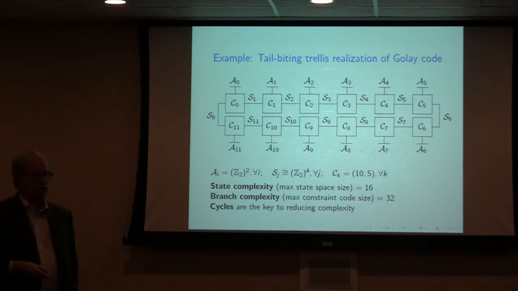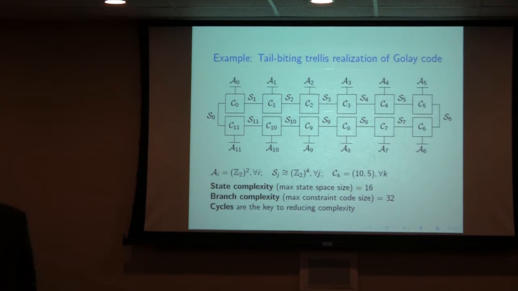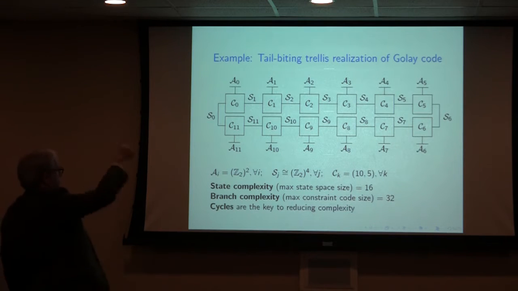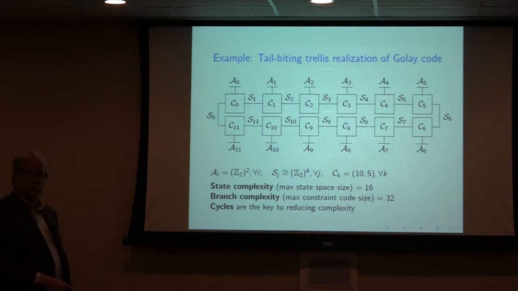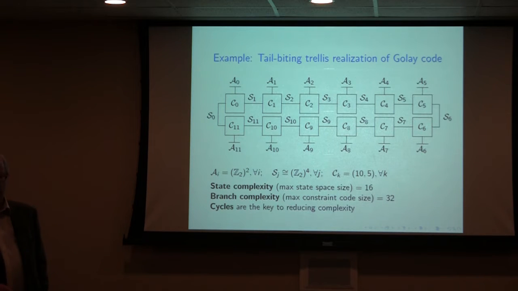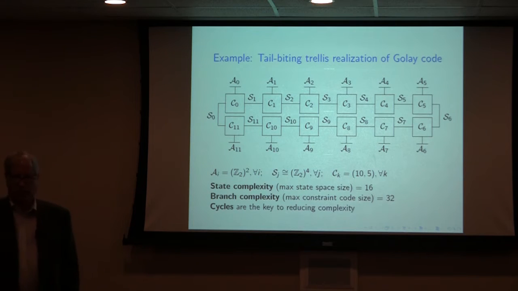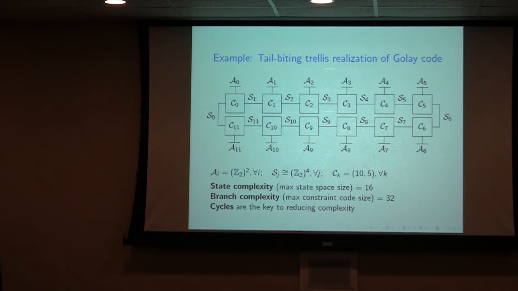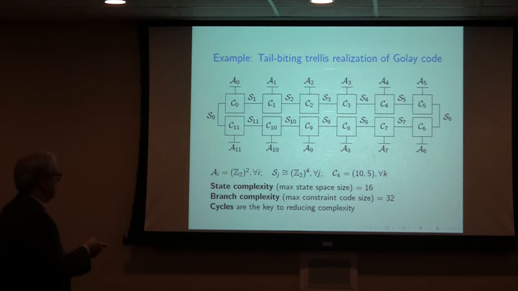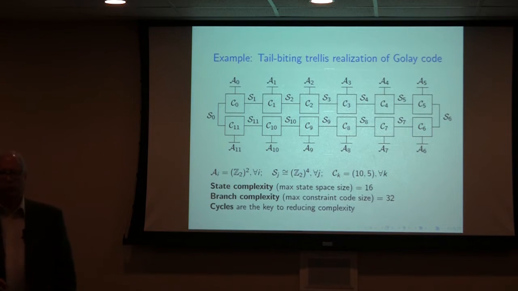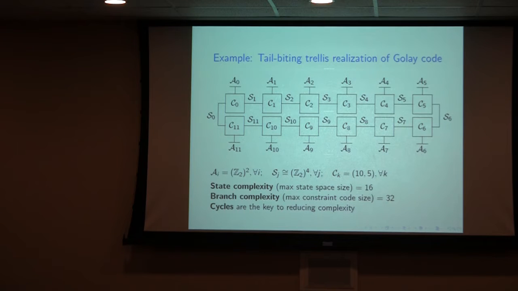How do you decode this code? Basically, you take your favorite trellis decoder, a Viterbi decoder or a BCJR decoder, and you go round and around in the circle until it converges. And in practice, it converges in 1.5 cycles, and performance is only about 0.1 dB worse than true maximum likelihood decoding. So you don't lose very much in performance, you gain a lot in complexity. Therefore, this is a better realization for decoding purposes of the Golay code than any of the cycle-free representations that I gave you. Yes, Tony?